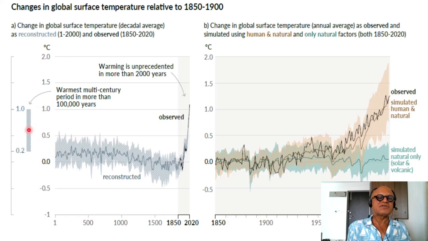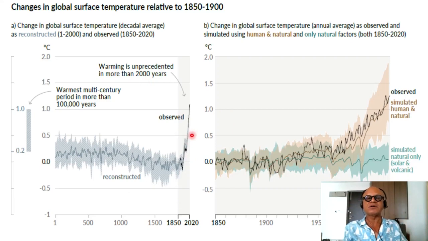Okay, so here is the range: warmest multi-century period in more than 100,000 years. So from the beginning of the Industrial Revolution, or with respect to this base period, we have warmed about 1.2 degrees centigrade. So the warming is unprecedented in more than 2,000 years here. So you can keep that in mind as a context.